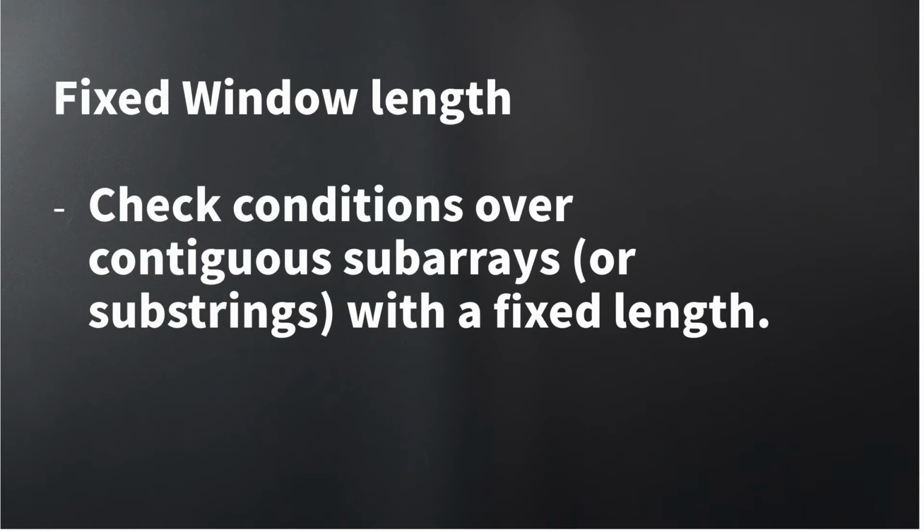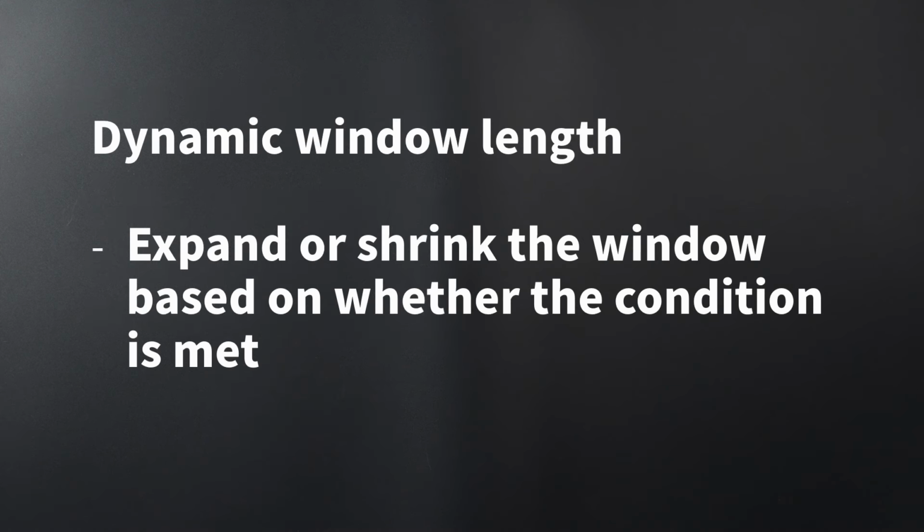First one is static window length. In this case, we are given a fixed window length and we need to check certain conditions over contiguous subarrays or substrings of that fixed length. Next is dynamic window length. Here the window can expand or shrink depending on whether certain conditions are met.